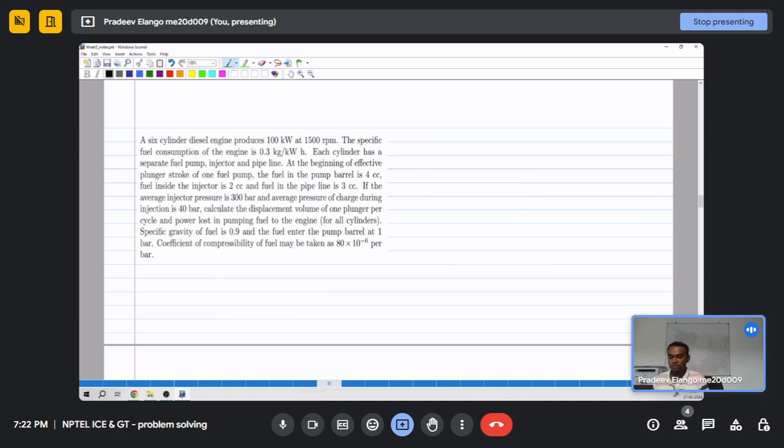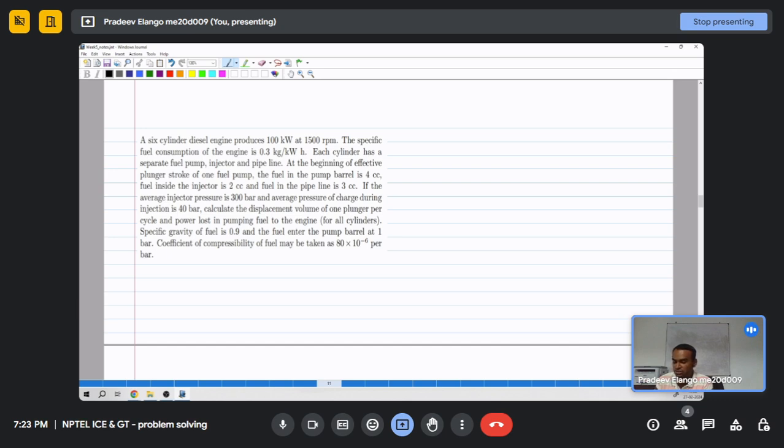A 6-cylinder diesel engine produces 100 kW at 1500 rpm. The specific fuel consumption for the engine is 0.3 kg per kilowatt hour. Each cylinder has a separate fuel pump, injector and pipeline. At the beginning of the effective plunger stroke of one fuel pump, the fuel in the pump barrel is 4 cc, fuel inside the injector is 2 cc and fuel in the pipeline is 3 cc.